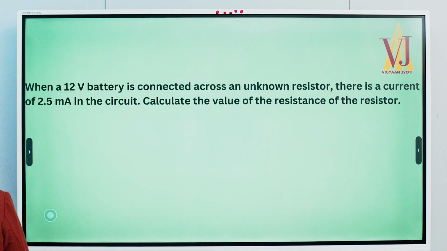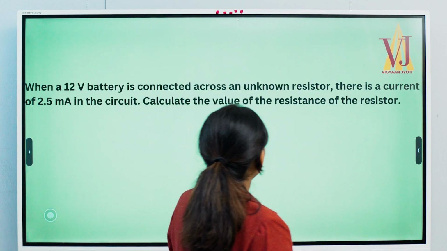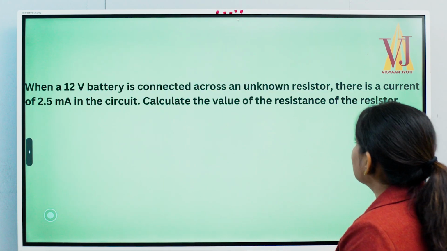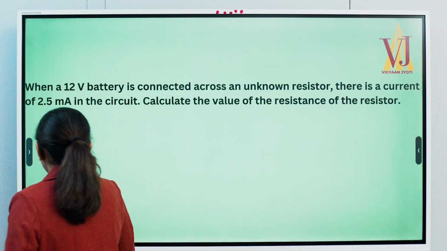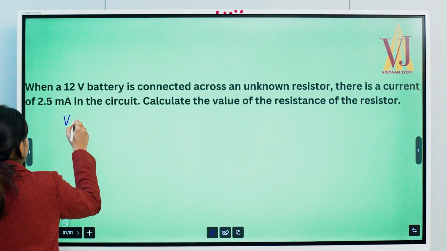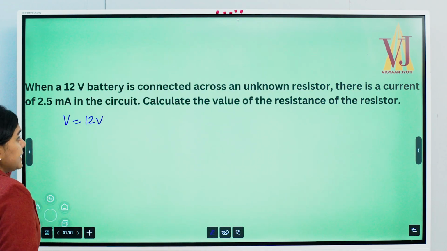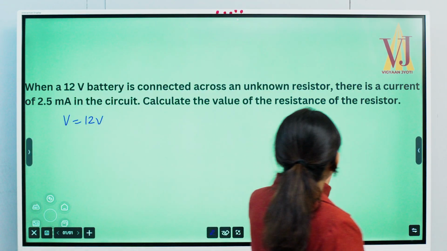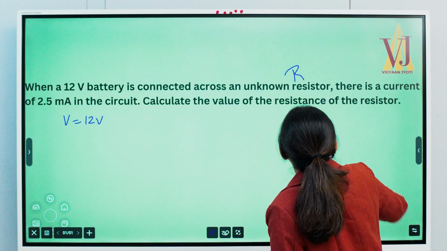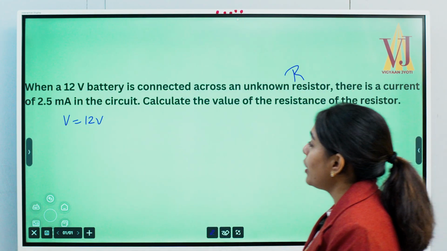Okay, next question. When a 12-volt battery is connected across an unknown resistor, there is a current. First of all, I'll figure out my voltage is equal to 12 volt. Now, it's connected across an unknown resistor. That means we don't know what the resistor is. And there is a current flowing.